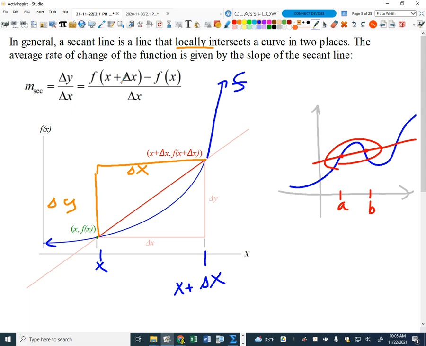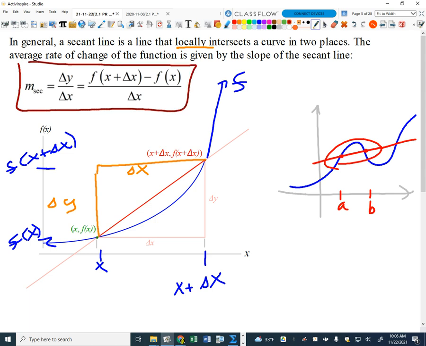So then delta y is just going to be the change in the output. So f of x plus delta x, that's that y value, minus f of x. The difference in the outputs is the change in y. Okay? Divided by, well, we already know the change in the input, we called that delta x. And so this is a really important idea for us. The slope of a secant line, which represents average rate of change, is just what we call the difference quotient. It's so important we give it a name.